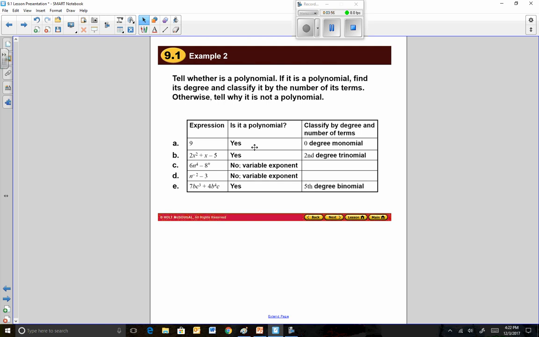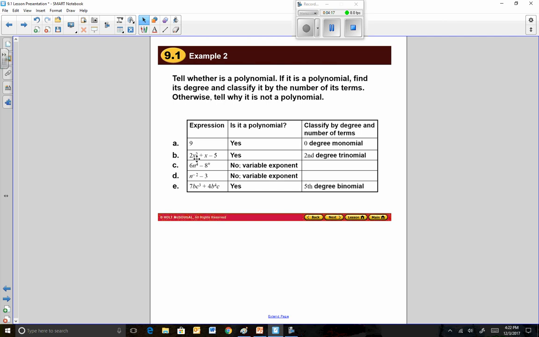It is considered a polynomial. It has a 0 degree monomial. This equation here has x to the second, x to the first, minus 5. So yes, it's a polynomial. It follows all the rules of a monomial. And it has a second degree, and it's called a trinomial because there are three terms here.